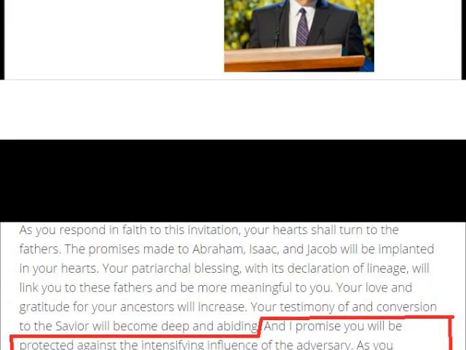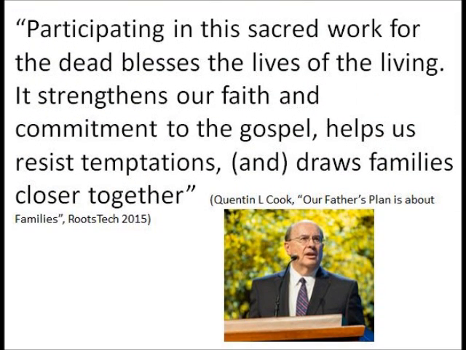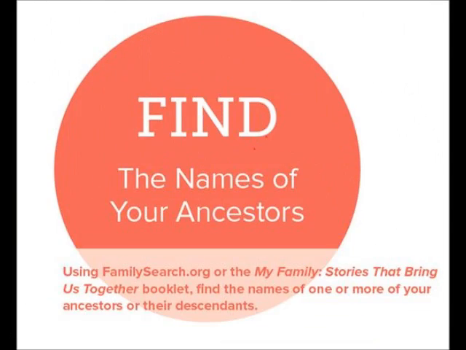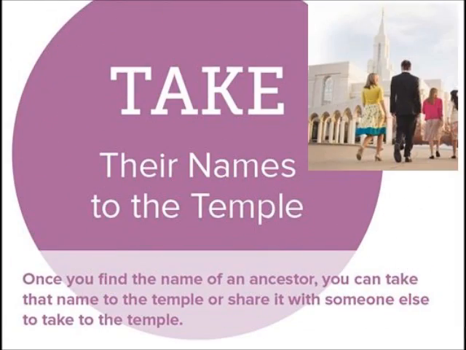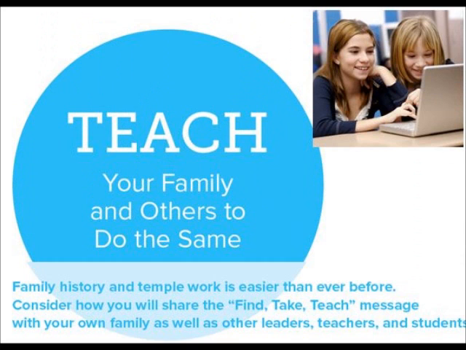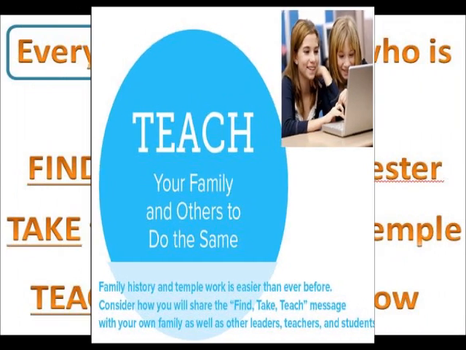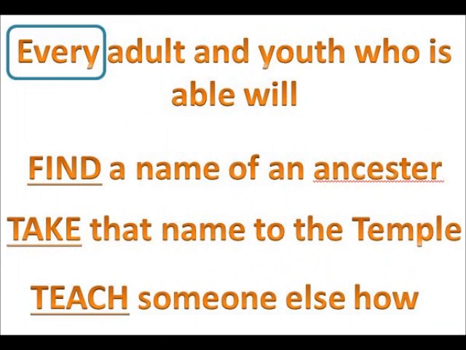Elder Cook made additional promises to families. We are admonished to find the names of our ancestors needing ordinances, take those names to the temple, and teach someone else how to do it. Elder Tillman, the member of the Seventy assigned to the East and West Coordinating Councils, has asked that every adult and youth 12 years old and older have a find, take, teach experience.